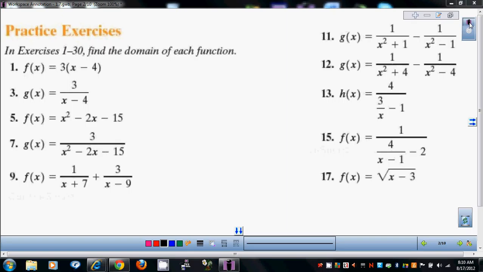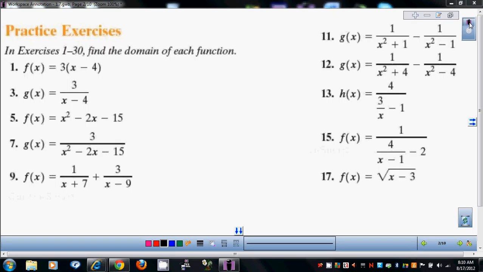Who can define domain for me? Yes, it's the same word that we already used. What were we using it for before? Who can describe that to me? When I said find the domain, what was I asking you to find? The x values, that's right.